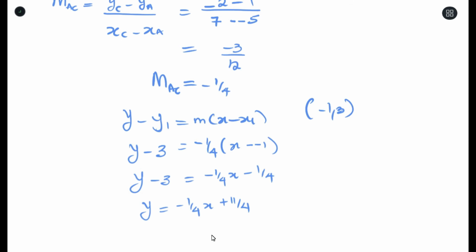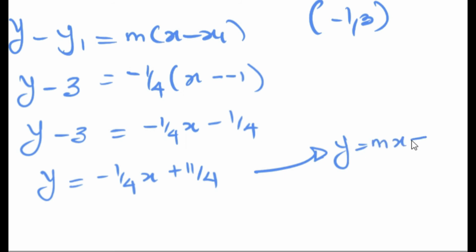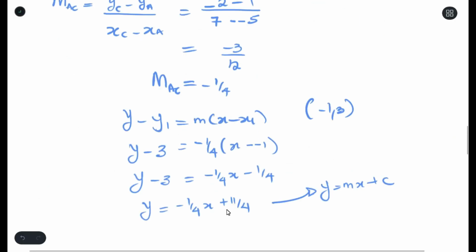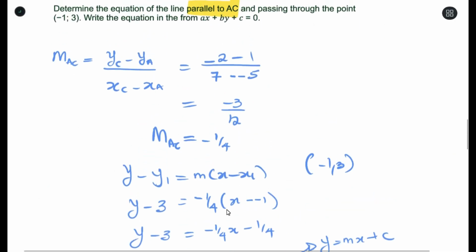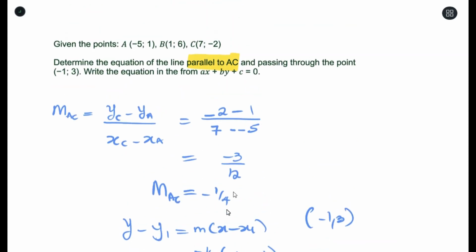Now, if the question asks us to find the equation of a straight line, we always try as much as possible to make sure it looks like this: y = mx + c, and our answer we get corresponds to that. But unfortunately, this question doesn't just want us to get the equation of the straight line. They want it to look in a specific way.